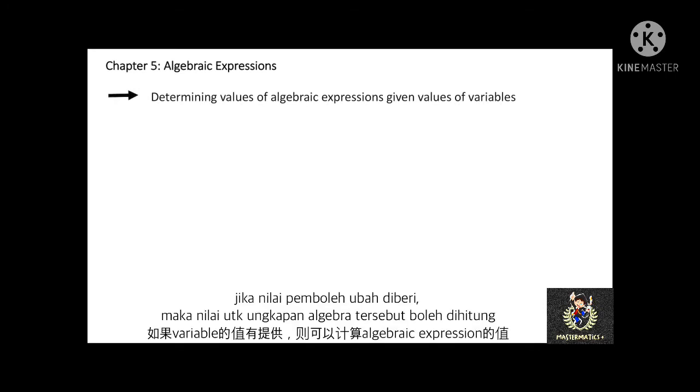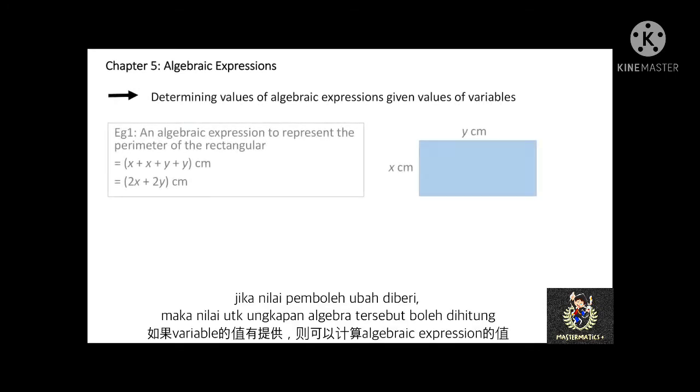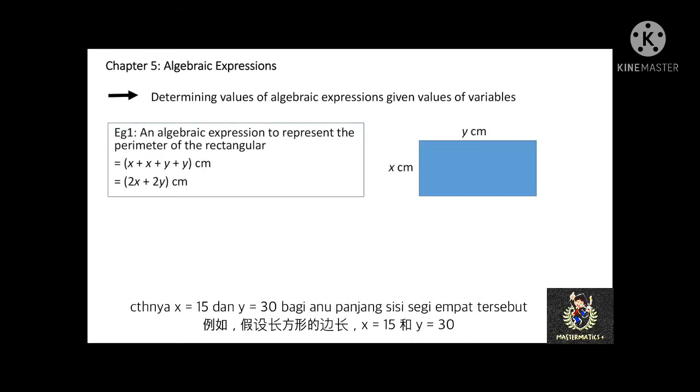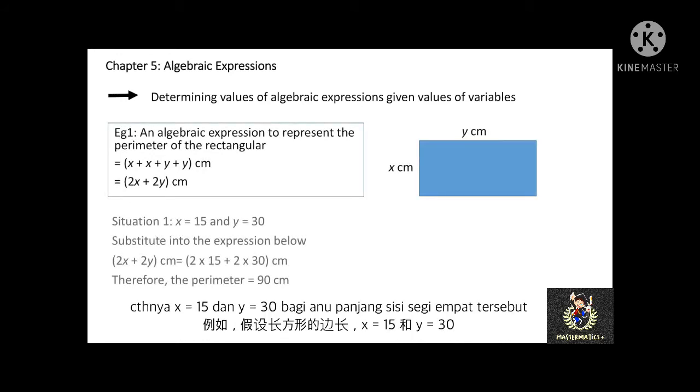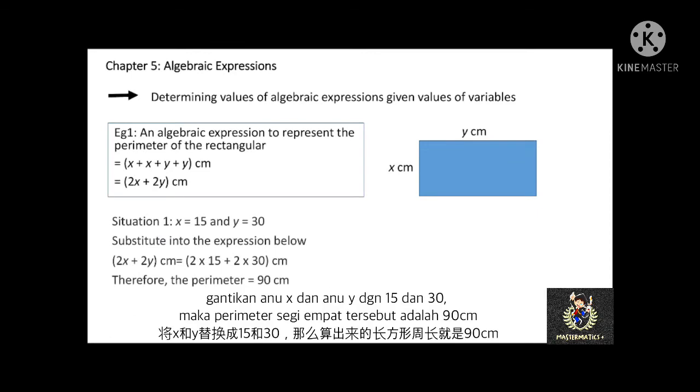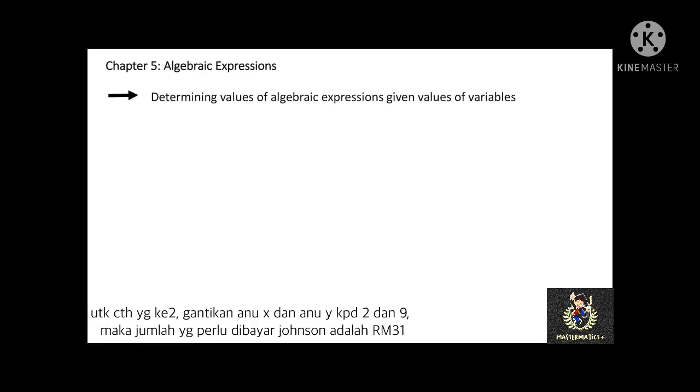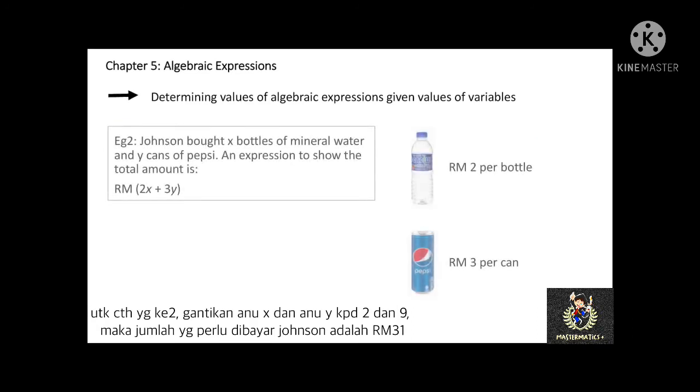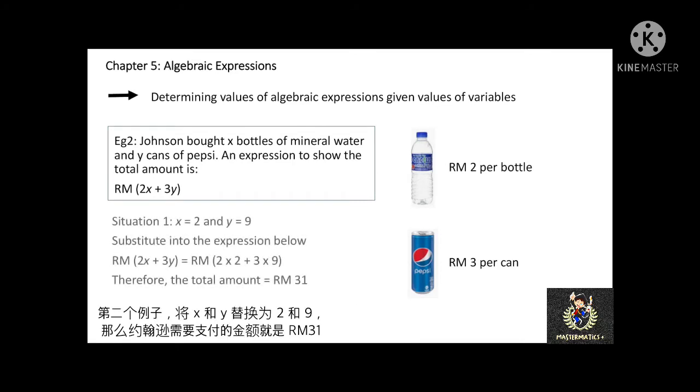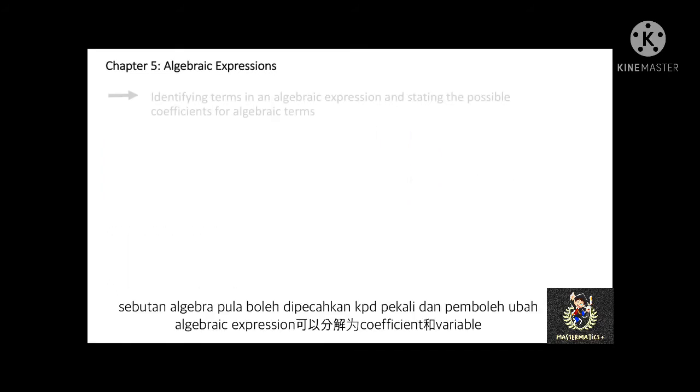Back to the rectangle perimeter example, if the values of unknown x and y are given, let's say x equal to 15 and y equal to 30, then we can substitute these values into the perimeter algebraic expression to determine the value of the perimeter, which is equal to 90 cm. Similar to how much Johnson needs to pay for x bottles of mineral water and y cans of Pepsi. If x equal to 2 bottles and y equal to 9 cans, then these values can be substituted into the algebraic expression, which results in $31.